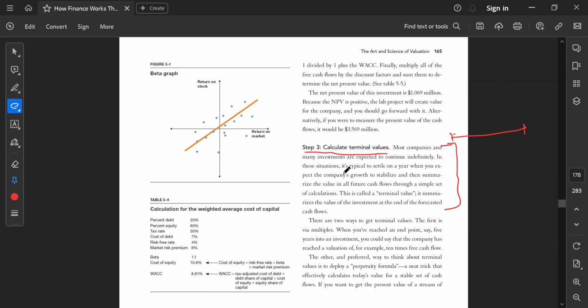Most companies and many investors are expected to continue indefinitely. In these situations, it's typical to settle on a year when you expect the company's growth to stabilize, and then summarize the value of all future cash flows through a simple set of calculations. This is called terminal value. It summarizes the value of the investment at the end of the forecasted cash flows.